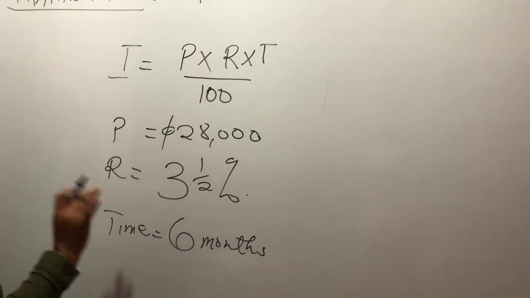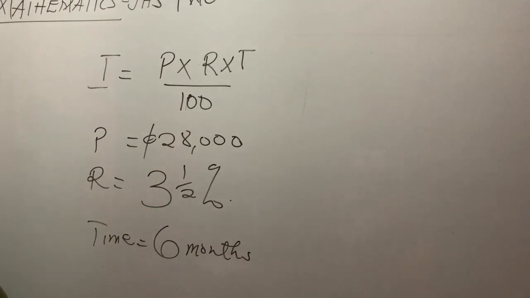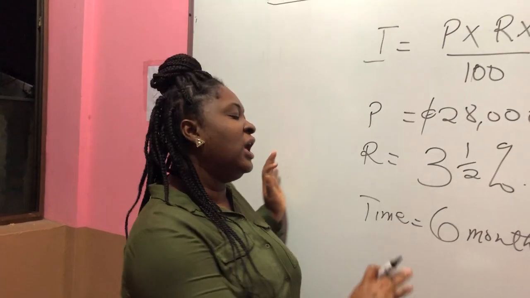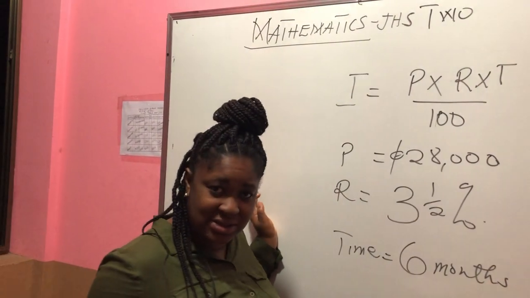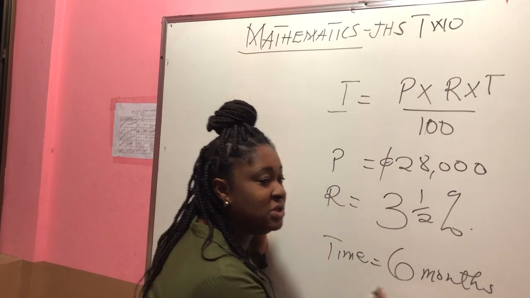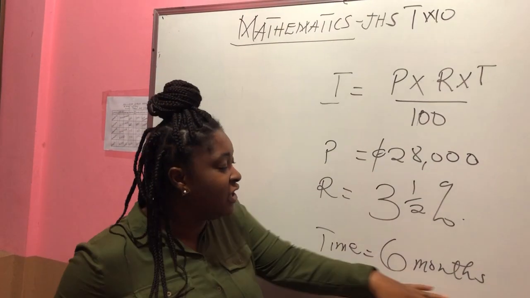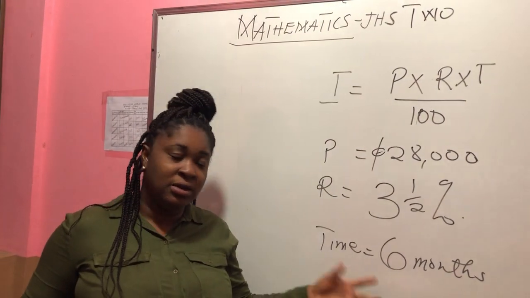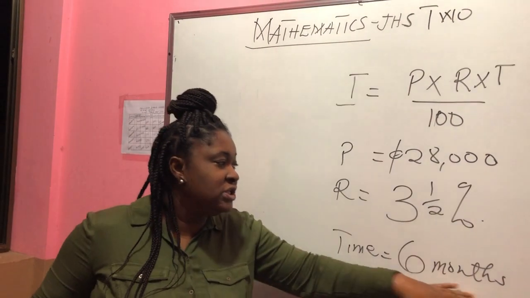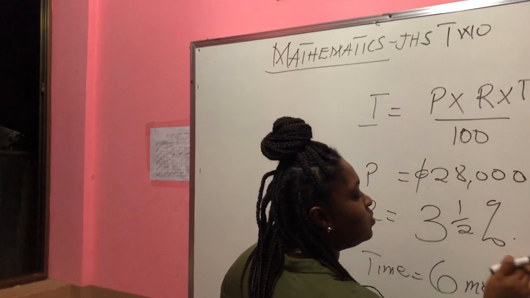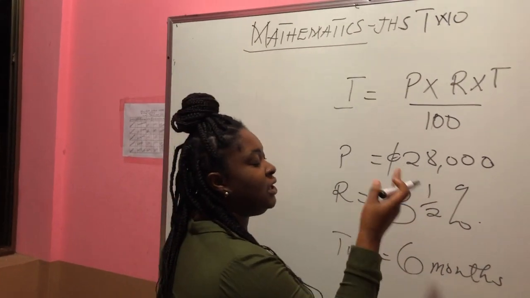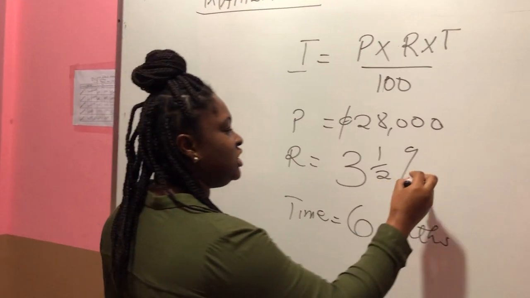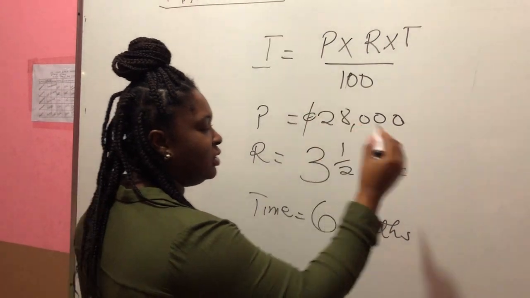Now, note here, the time in simple interest is always in years. Do you understand what I'm saying? The time in simple interest is always in years. So when they give you something in months, you have to change it into years. And to easily work with the rate, you can change it into an improper fraction or change it into a decimal. Okay, so let's change this into an improper fraction first.